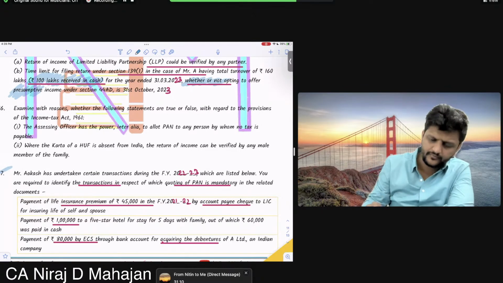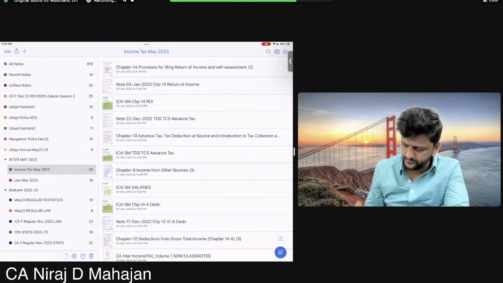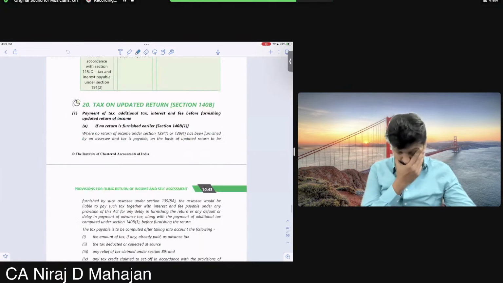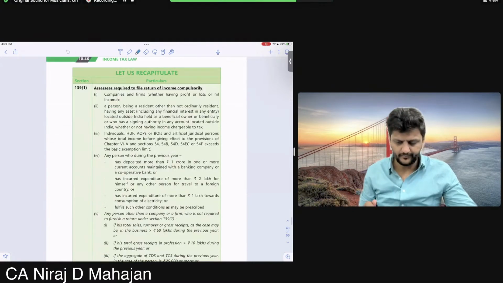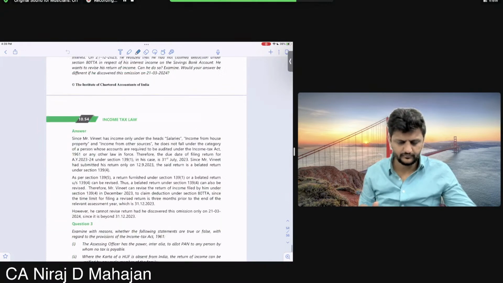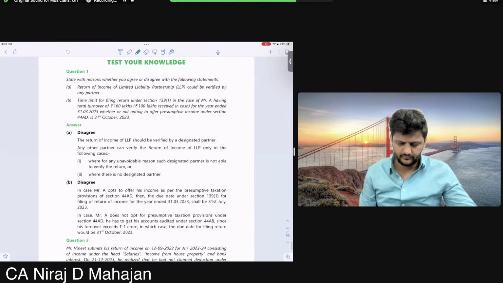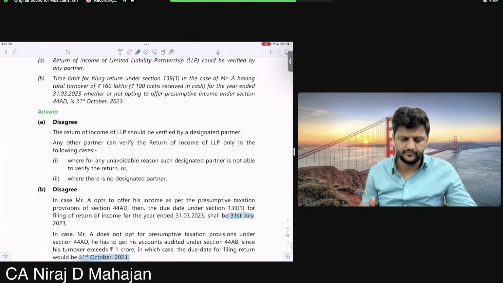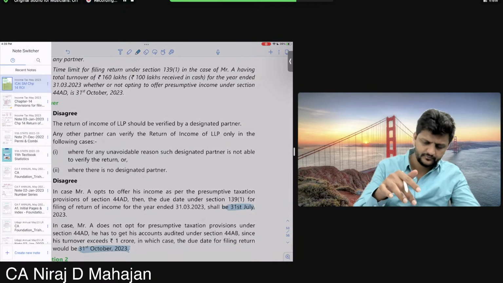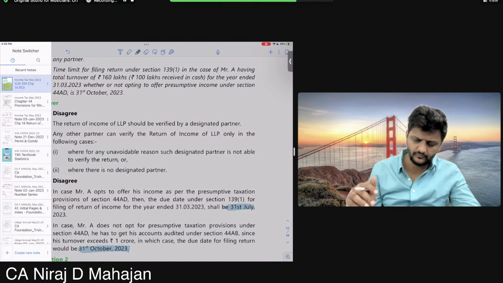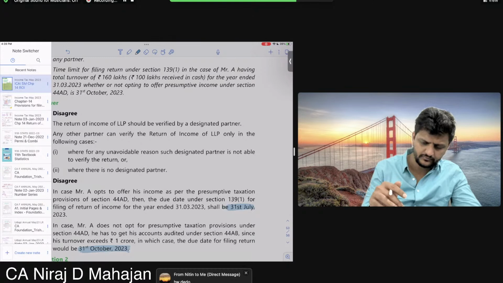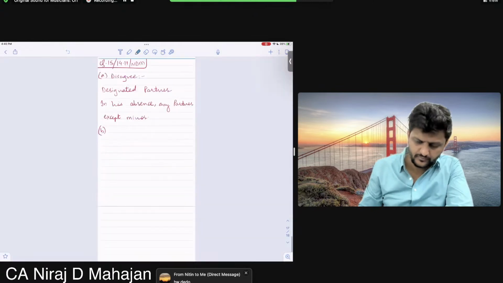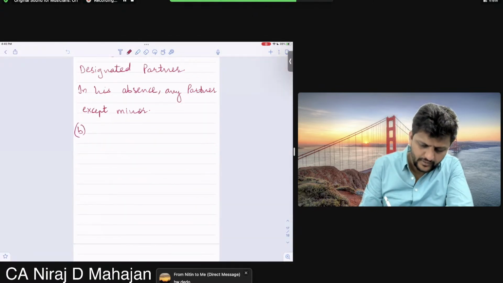Is it right? Let me just confirm. Okay, everybody? Do we have the same case in the textbook? Same answer, बच्चों. 31st July and 31st October, है ना? Right on. Again, disagree.